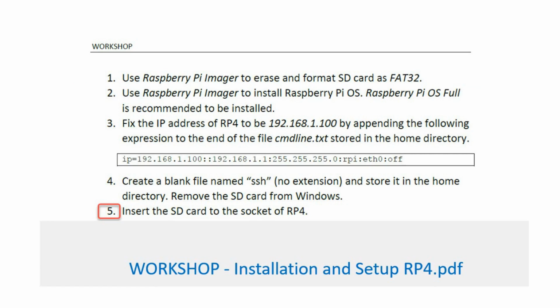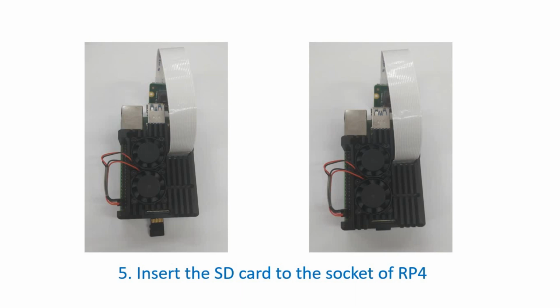If you want a real fresh installation, then you will start with step 1, but be informed that it will take a super long time to install the operating system and some important libraries like OpenCV. So it is strongly recommended not to do that, as the SD card is already pre-set up. So we will start the setup with step 5. We begin with insert SD card to the socket of RP4 as shown.